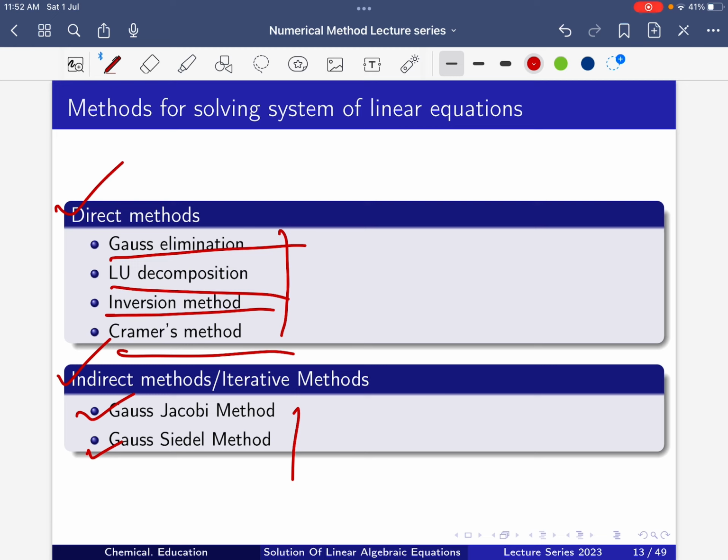Okay, so that's it for today's class. Next I'll show you how to get the solution of the system of linear equations by using Gauss elimination as well as back substitution of the matrix.